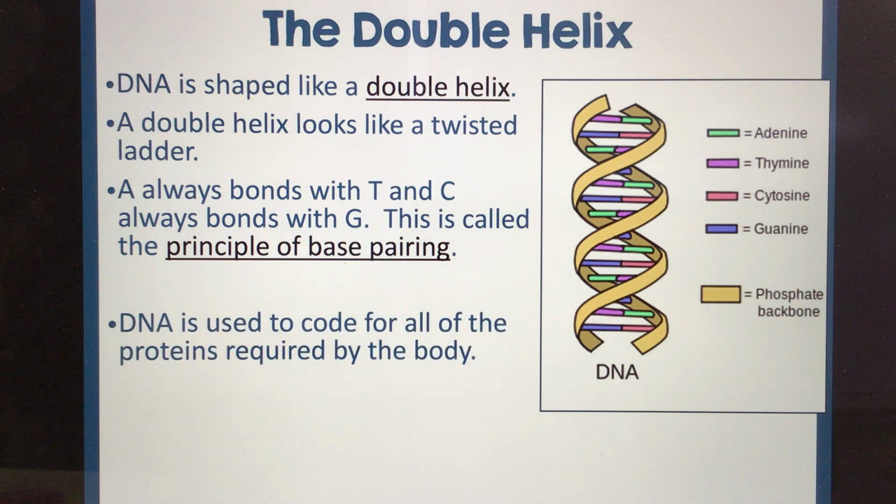Here's what you have to understand: it's used to code for all the proteins required by the body. So the DNA gives the body the proteins, codes for them, sends it through the double helix, and ships it out.